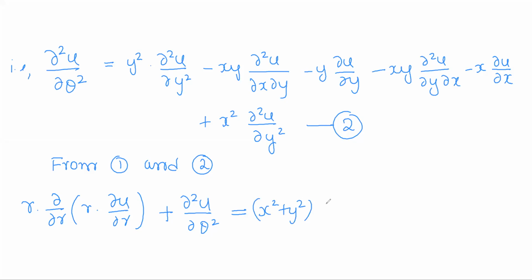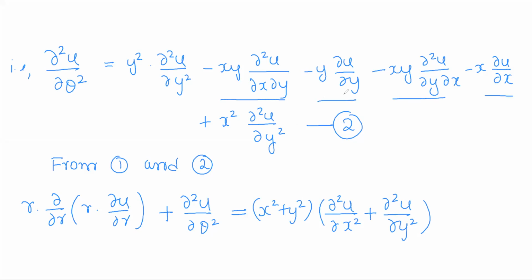(x² + y²) into (∂²u/∂x² + ∂²u/∂y²). So by adding 1 and 2 on the right hand side, some terms will get cancelled because in equation 1 these terms have minus sign, and in equation 2 the same terms have the plus sign. So the opposite signs get cancelled. So you are left with r ∂/∂r of r ∂u/∂r plus ∂²u/∂θ² as this one. So call this as star.